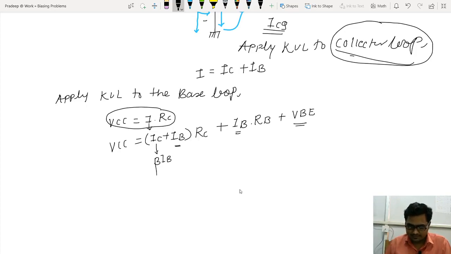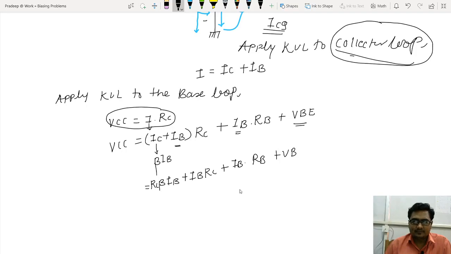So let me replace this with beta IB. So beta IB plus IB. Okay, let me write down like this. Now plus IB multiplied by RB plus VBE. V is equal to VCC.